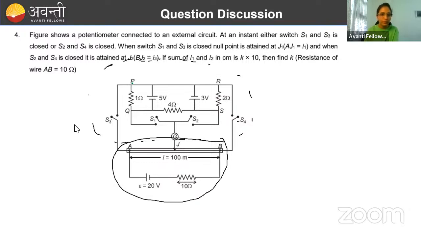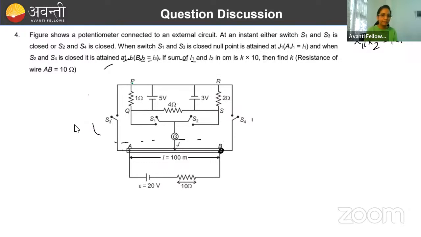Now, when switches S1 and S3 are closed, the null point is obtained at J1 and the distance AJ1 is how much? L1. And when S2 and S4 are closed, the null point is J2 and BJ2, the distance measured from B, is how much? That is L2. So if L1 plus L2 is equal to K into 10, then we have to tell the value of K, right? This is the question.